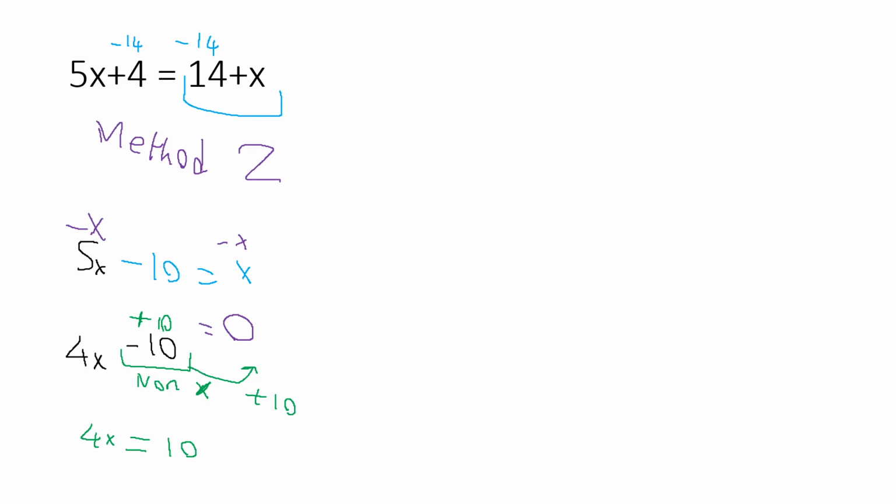And then finally, they have to divide by the coefficient. So 4x is equal to 10. If you divide both sides by 4, we get 4 divided by 4, 1x is equal to 10 over 4. You can write 10 over 4 or you can write 2.5. It doesn't matter. And so the final answer is x is equal to 2.5.